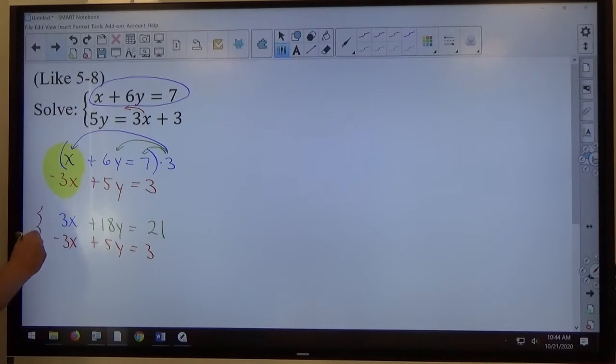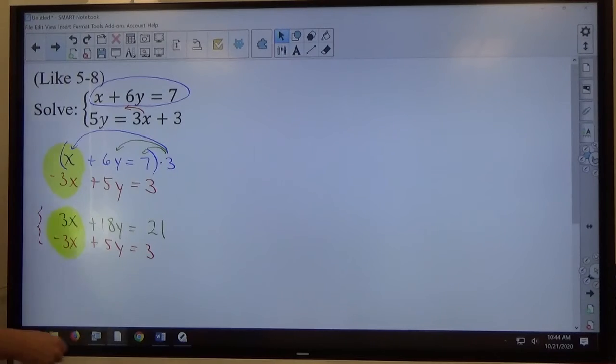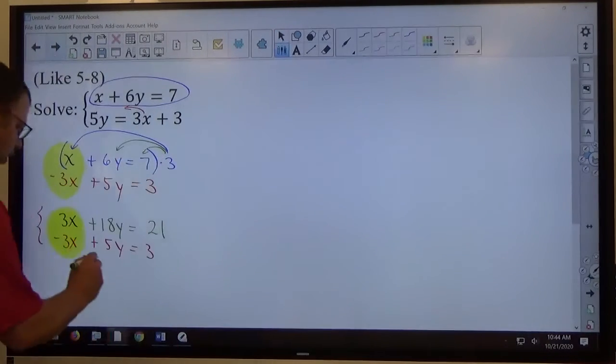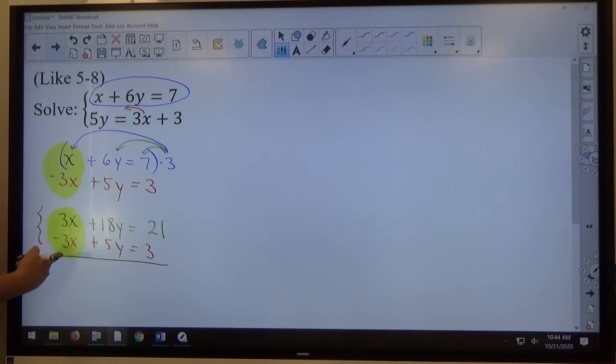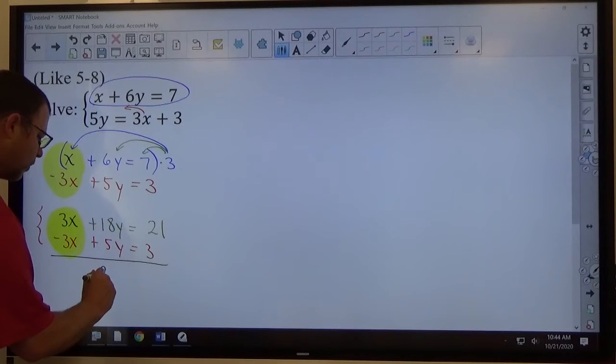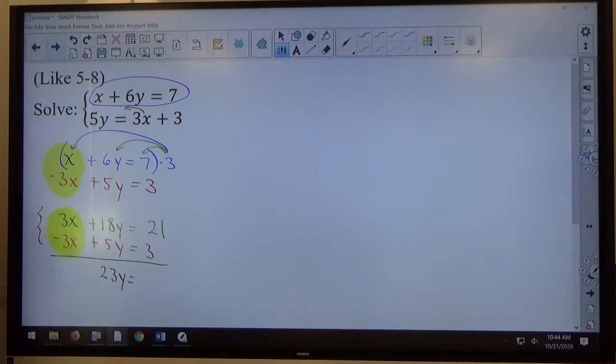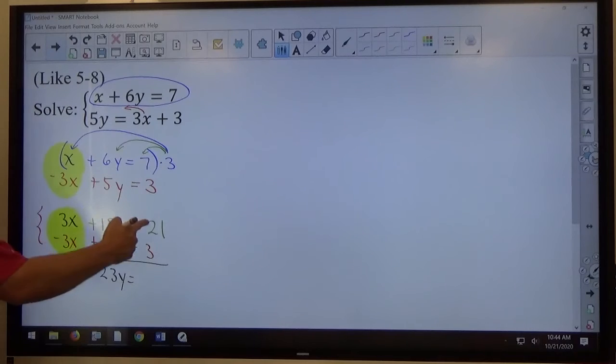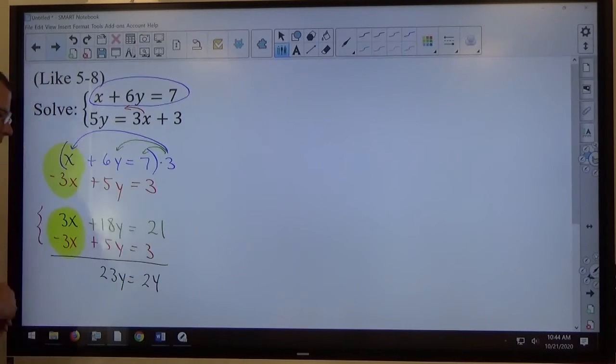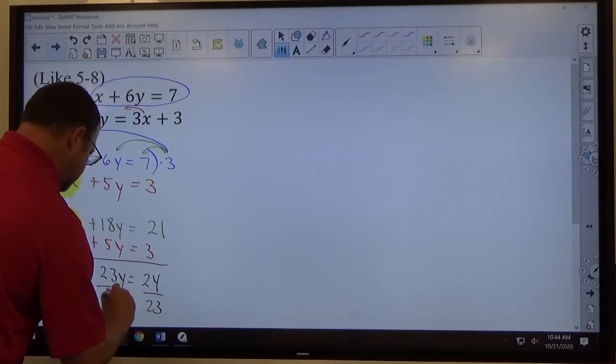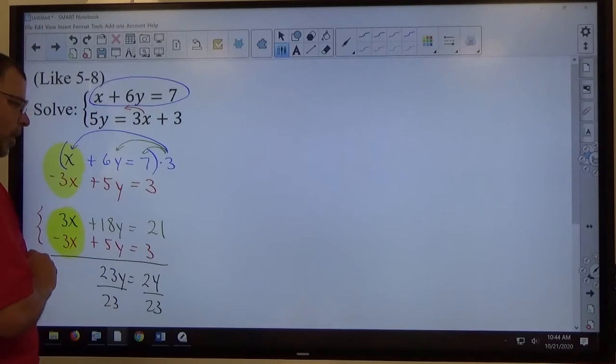So now here's my problem. And now, if I look at my x column, I've created those opposite things that I was looking for. So now I'm going to add the two equations together. Negative and positive 3x cancel, leaving us with nothing. 18y plus 5y is 23y. Same sign, add. 18 bigger, positive. 21 plus 3 is 24. Same signs, add. 21 is bigger, positive. 23y is equal to 24, so we divide both sides by 23. And that gives me y equals 24/23.